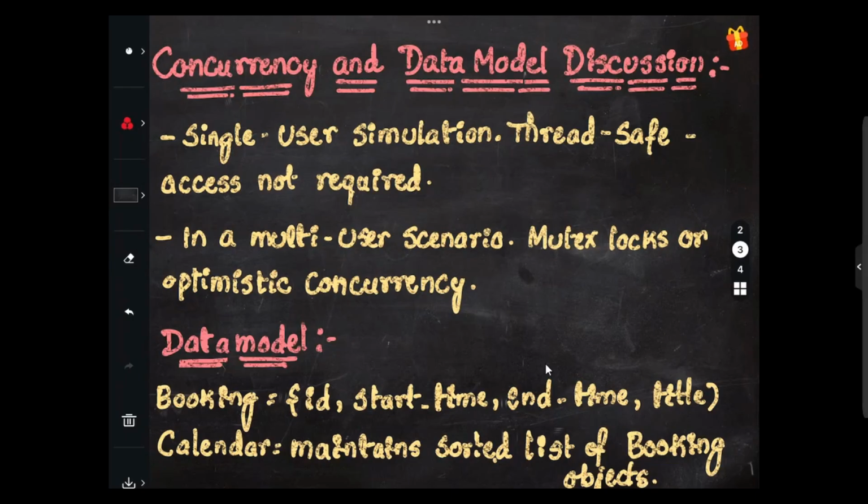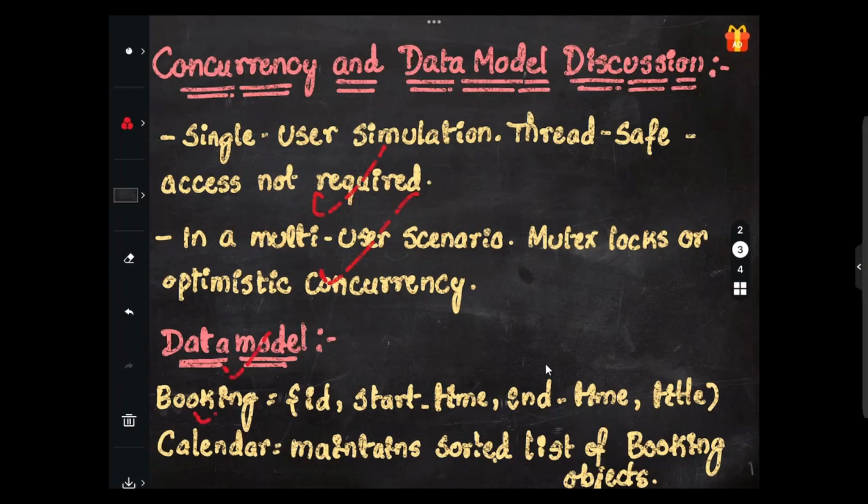So first thing, single user simulation, and thread safe access is not required here as we are just going with the CLI demo. And the second one here is in a multi-user scenario, it's better to go with the mutex locks or optimistic concurrency. Now let's move on with the data model.